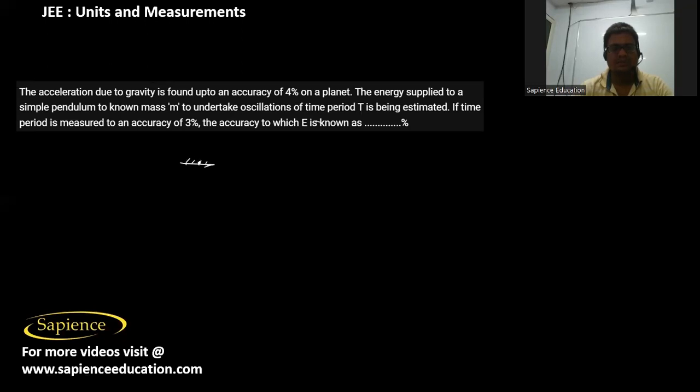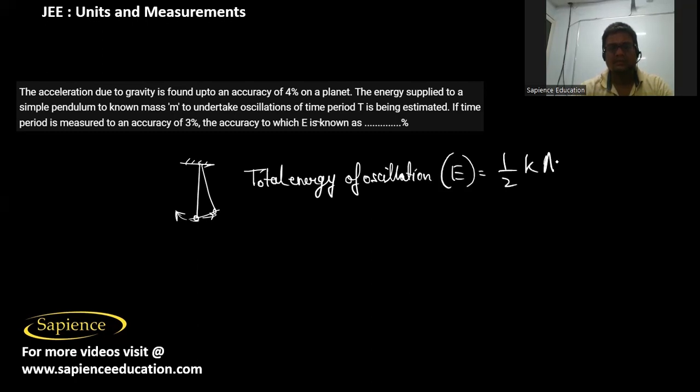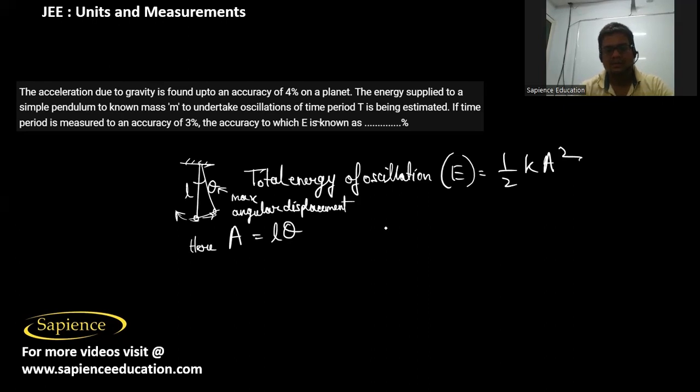So now when a simple pendulum is oscillating to and fro, the total energy of oscillation, which is E, is given as half K a square, where a is the amplitude of oscillations. And here the amplitude of oscillations will be equal to L theta, where theta is the maximum angular displacement, and L is the length of the string.